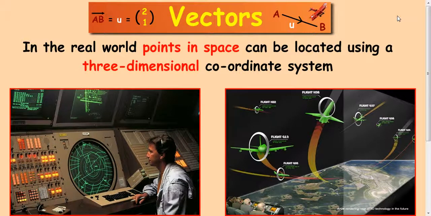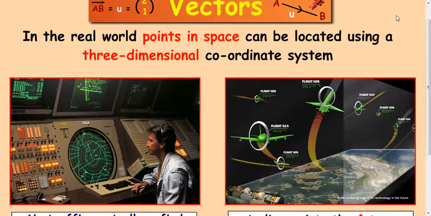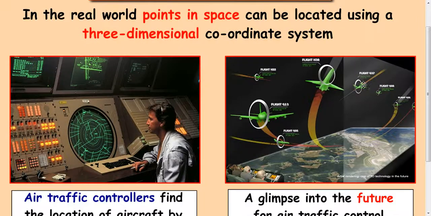In this lesson we're going to look at 3 dimensions, and particularly the coordinate system in 3 dimensions. Later on we're going to look at vectors in 3 dimensions as well. So it says here, in the real world, points in space can be located using a 3-dimensional coordinate system. If we think about coordinate grids, we're talking about anything in real life, we have to talk about 3D. You can see here flight navigation on our coordinate diagram.